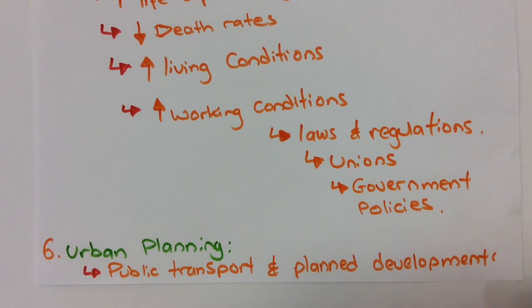Also, another thing was the development of urban planning. So better public transport available to people, better planned development of cities and living areas, and also the process of suburbanization, where people started to live outside of the cities because of the access to public transport at that time.